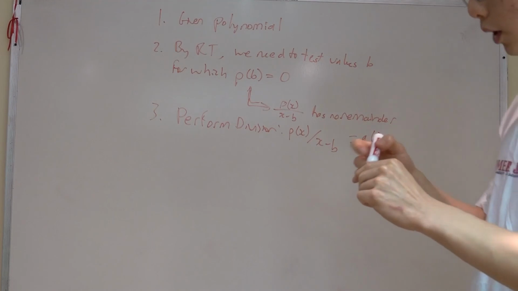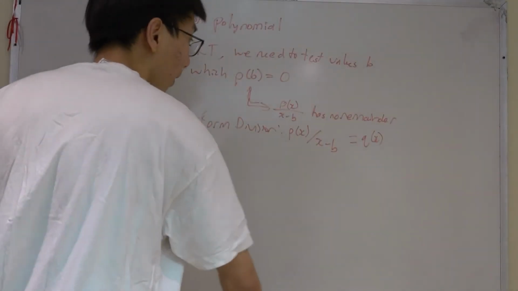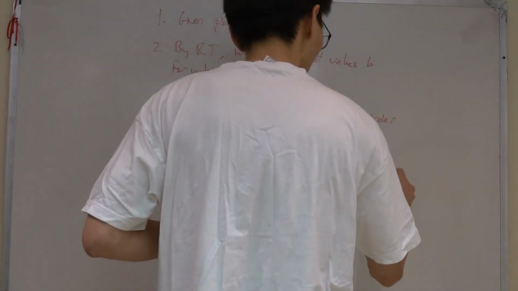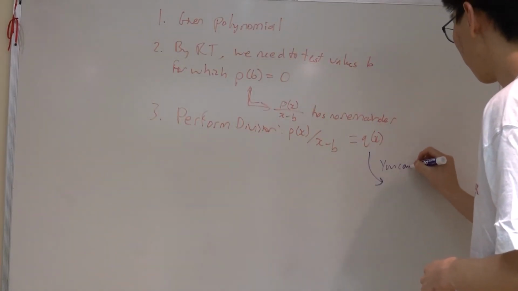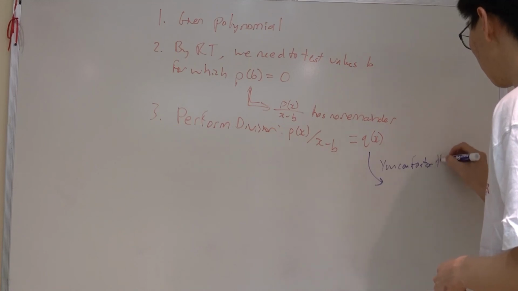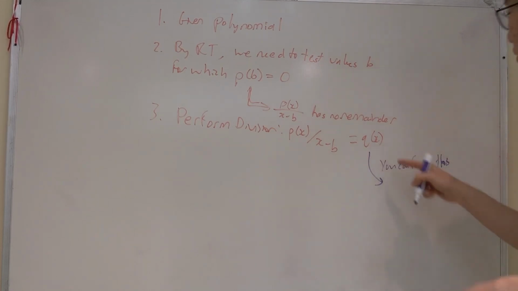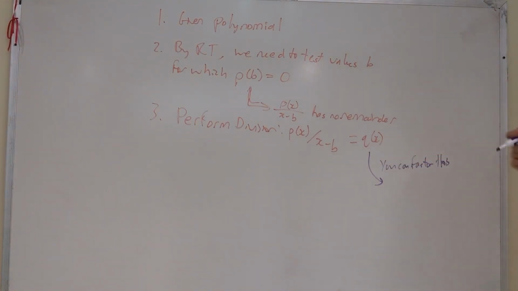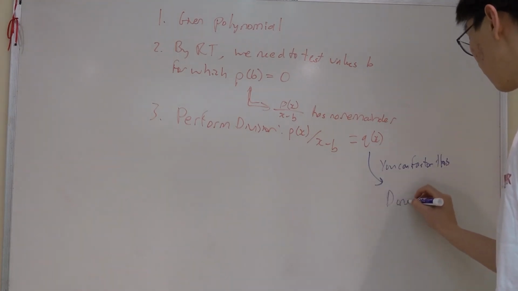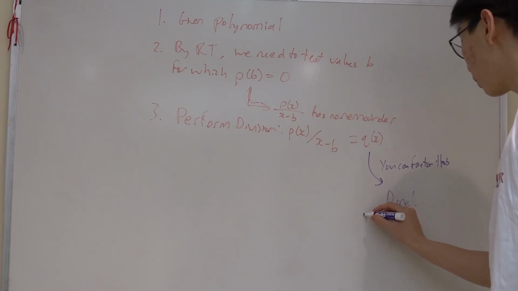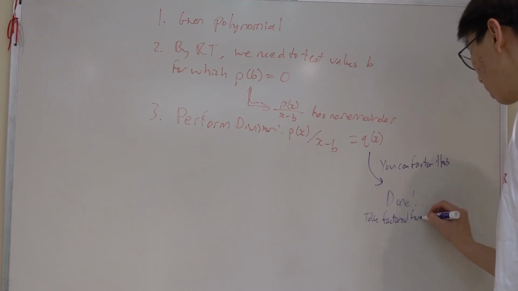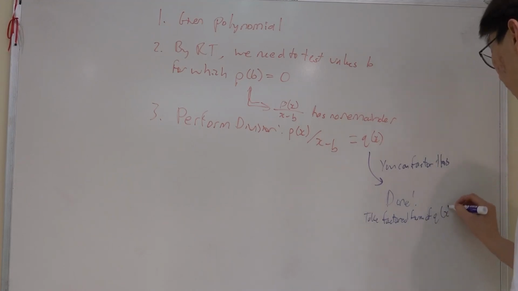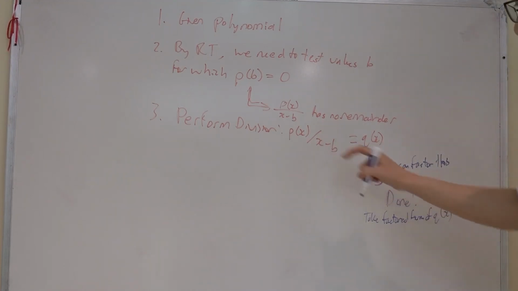Okay? And here's where you need to make a decision. Okay? Option A. You can factor this. If you can factor the quotient q, then you're done. Because all you need to do is take the factored form of q of x, and then multiply by x minus b.